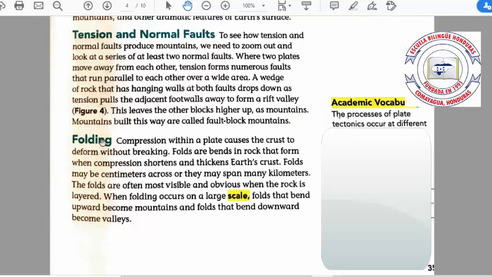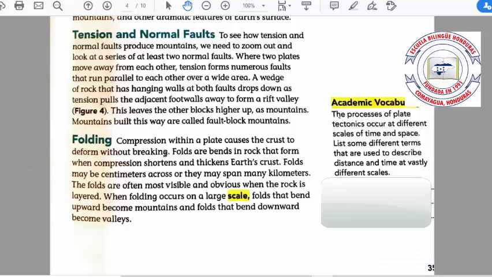The second new landform, folding. Compression within a plate causes the crust to deform without breaking. Folds are bends in rock that form when compression shortens and thickens Earth's crust. Underline from here, guys, until Earth's crust. And we're gonna continue underlining.